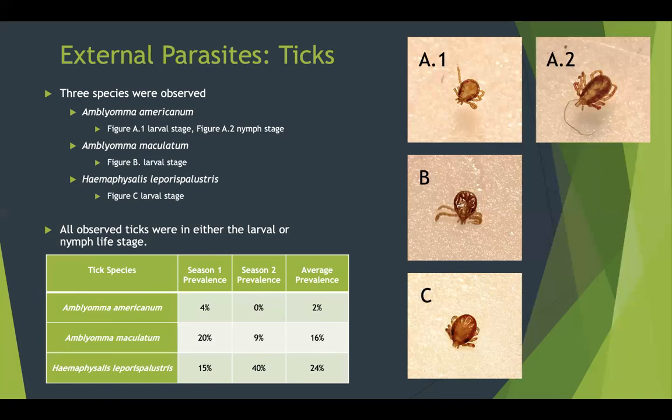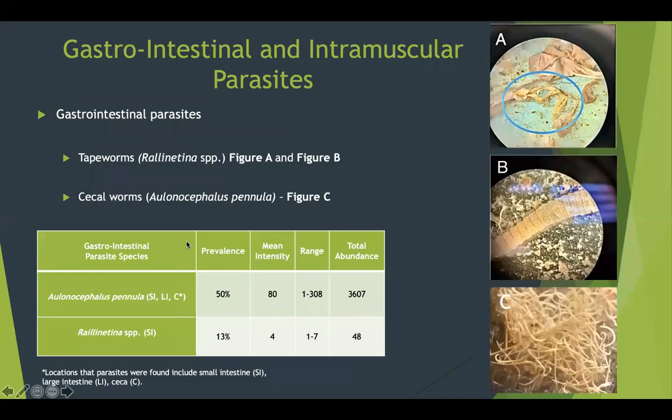Without being swarmed as maybe a hatchling, there's not much in the way of recorded health implications of ticks on bobwhites, but it is good to note and good to know. So now we have gastrointestinal and intramuscular parasites.